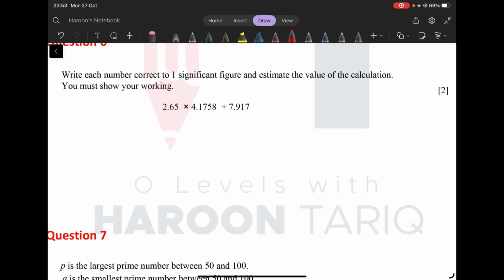Right, this correct to one significant figure. So the second significant figure is 6, so I'll add 1 to the previous digit. This becomes 3. We do not write 3.00 because that would be 3 significant figures.